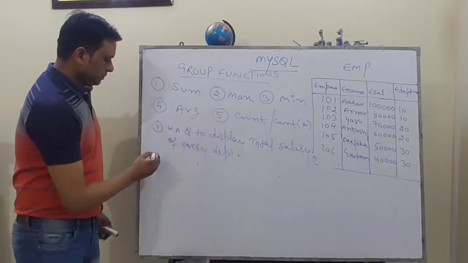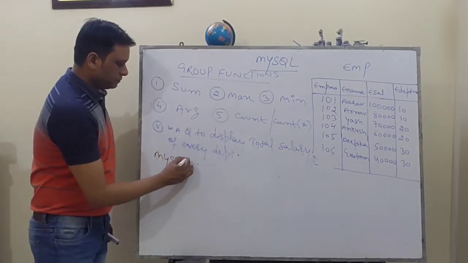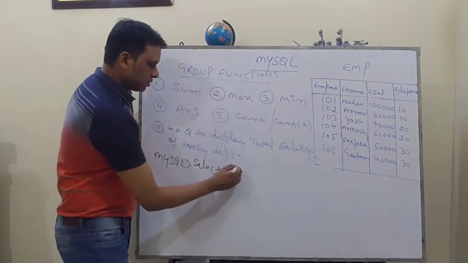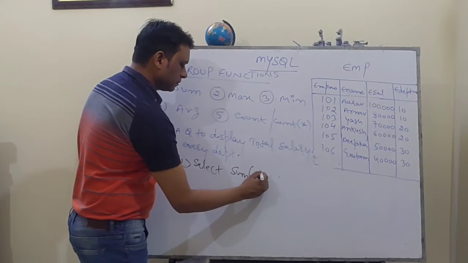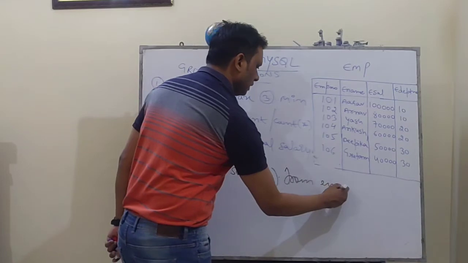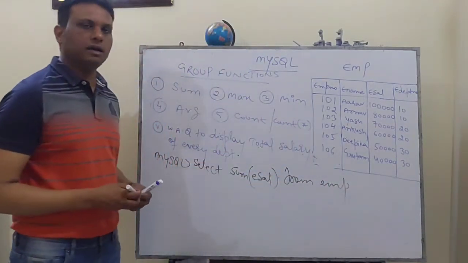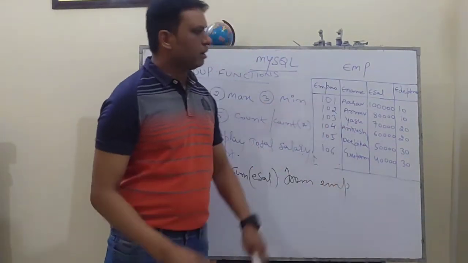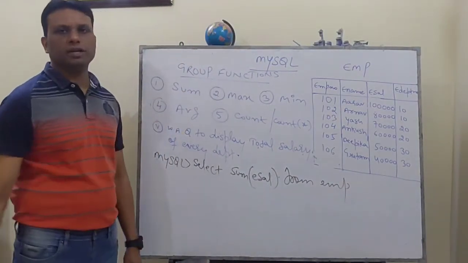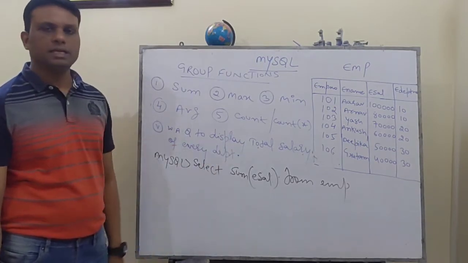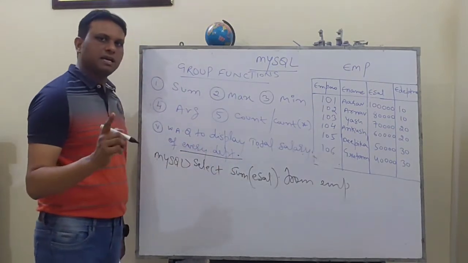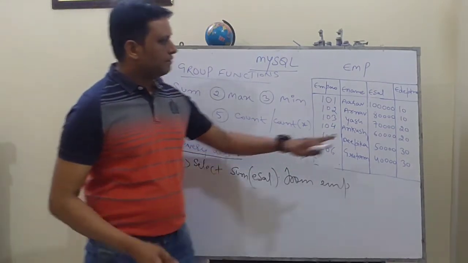Now, how to write? In MySQL, select, and for total, use sum. What sum? Sum E salary from EMP. If you stop your query here, you will get the sum of this column, the same result as the first query of today's class, that is sum E salary. But in this query there is a change. We have to display total salary of every department.